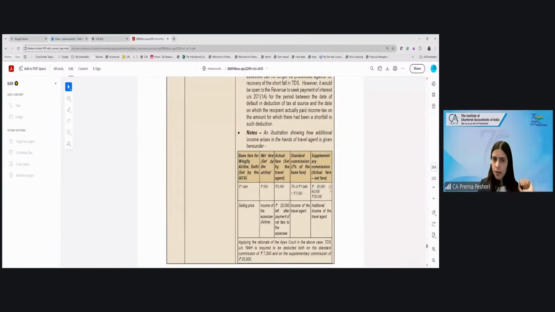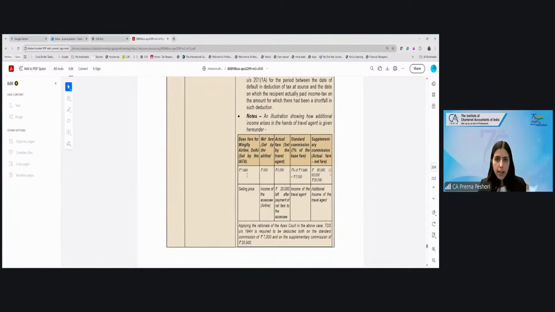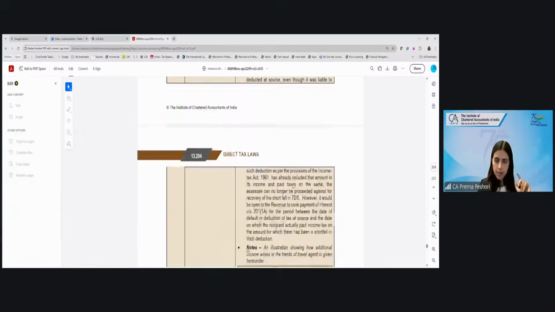So let's say, for example, this is the base fare for Wingfly airline, which is set by IATA, 1 lakh. The airline has set some price for itself. The travel agent has quoted another price. Now the travel agent has agreed to a 7% standard commission on the base fare, which is 7,000. The fare quoted by the airline is 60,000. The fare charged by the travel agent is 80,000. So 20,000 is a supplementary commission. So the question is, on this, there is TDS, there is no problem. But on this also, should there be TDS?